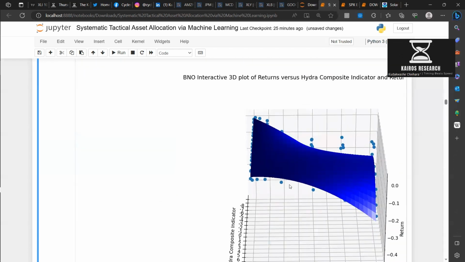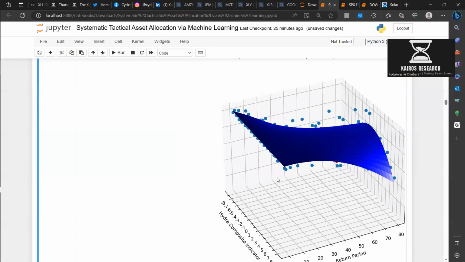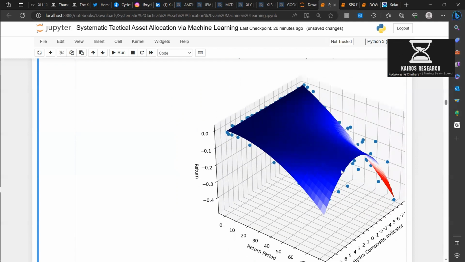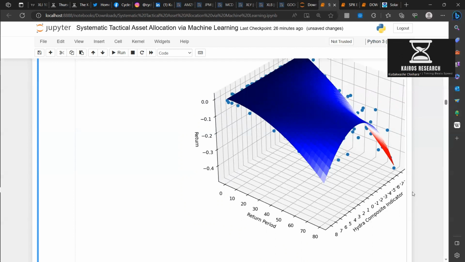What else we got here? BNO, and it's Brent crude oil. So oil prices. Oh yeah, look at this. This is an interesting one. You got this inverted quadratic function, right? Meaning that extremes are followed by very poor returns. So when it's been overbought, the market reversed. When it's been oversold, you had follow through on the downside.